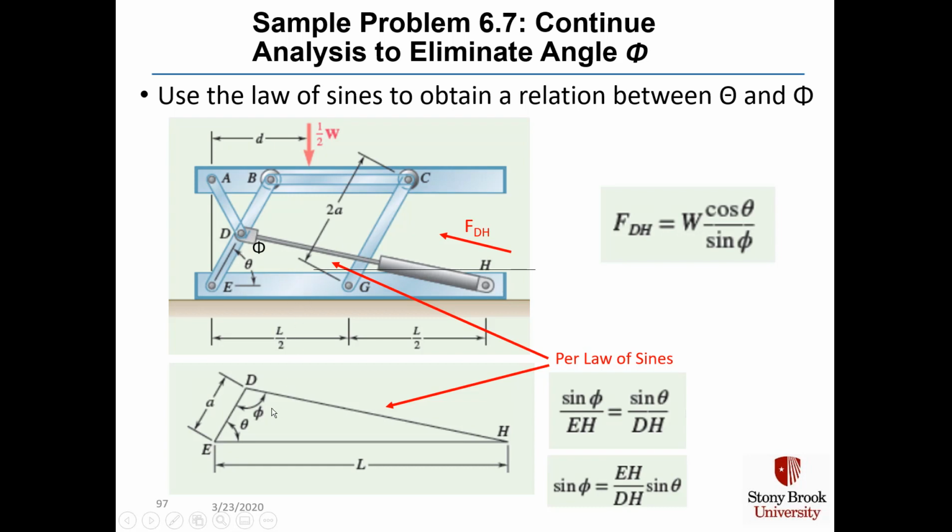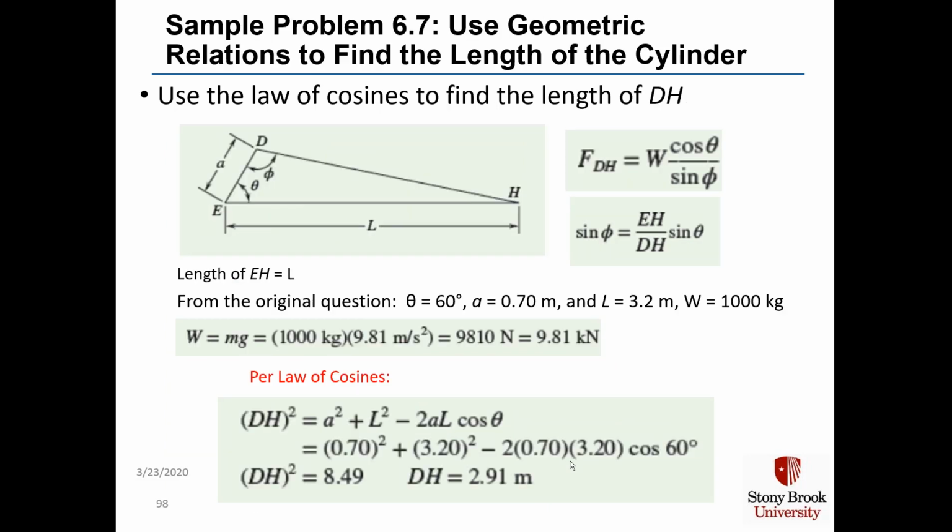So we take the triangle EDH and we draw it here on the bottom, and it has angles theta and phi in it. And per the law of sines, sine of the angle phi is to L as sine of theta is to distance DH. That's this equation, and then rearrange the terms. We know that sine phi is then EH over DH times sine theta.